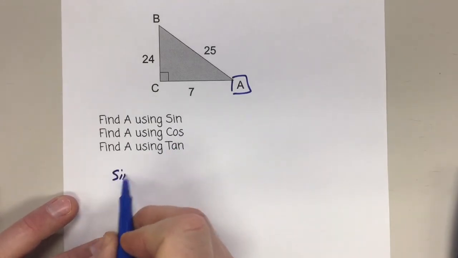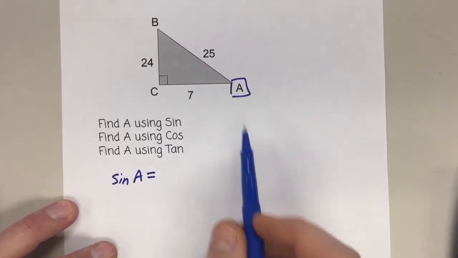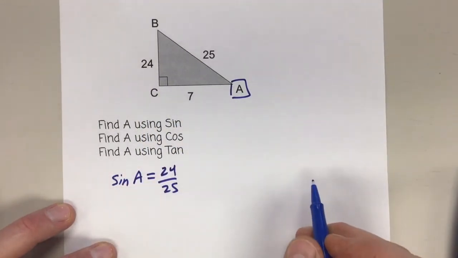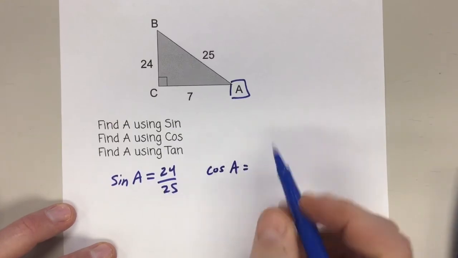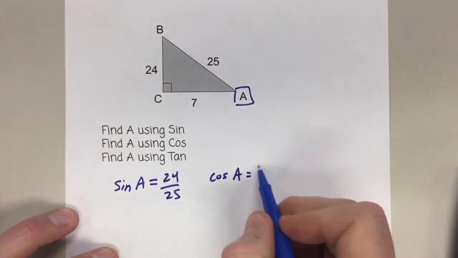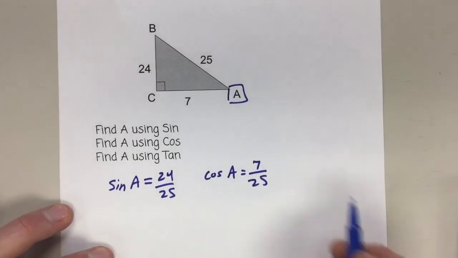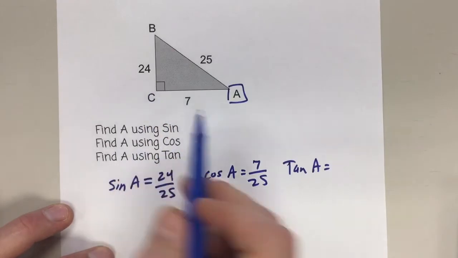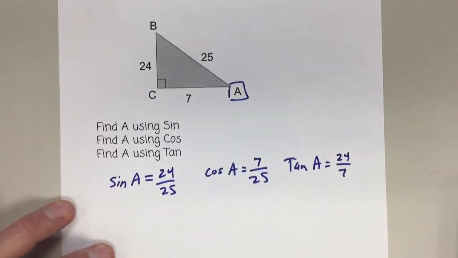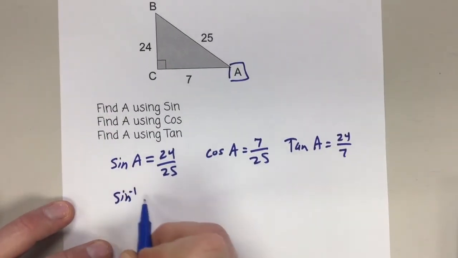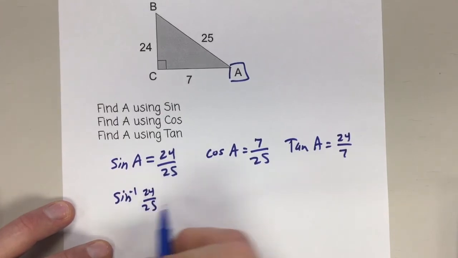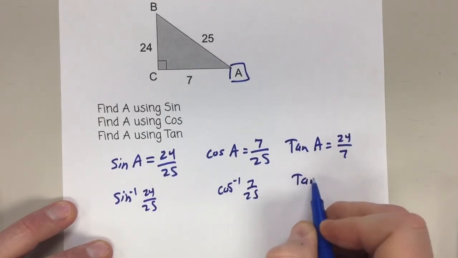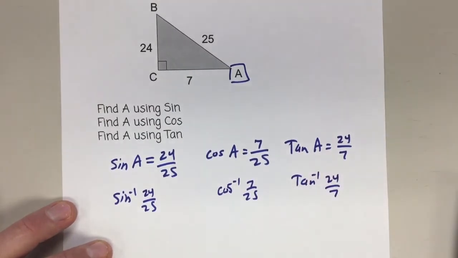So using the sine is opposite over hypotenuse, so 24 over 25. Using cosine of A, it would be adjacent over hypotenuse, so 7 over 25. And if I wanted to use tangent, it would be opposite over adjacent. So to find these, I would go sine -1 of 24 over 25, or cosine -1 of 7 over 25, or tangent -1 of 24 over 7.